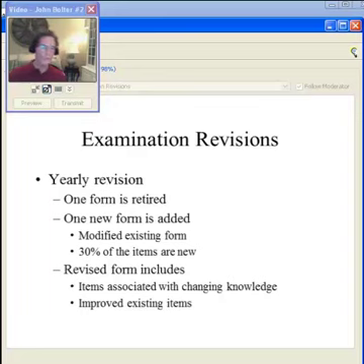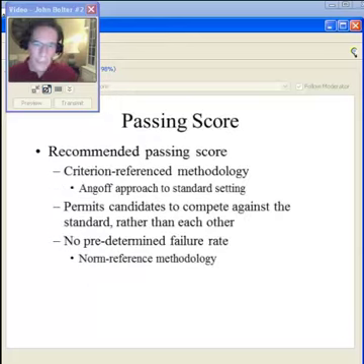And they also try to fix bad items that are potentially a good item, but there's something wrong with it. It's something that gets missed in the printing or something in the editorial aspect of the test that gets to be a problem occasionally. And you have to have a way of revising those. So, what's the passing score? Anybody know?